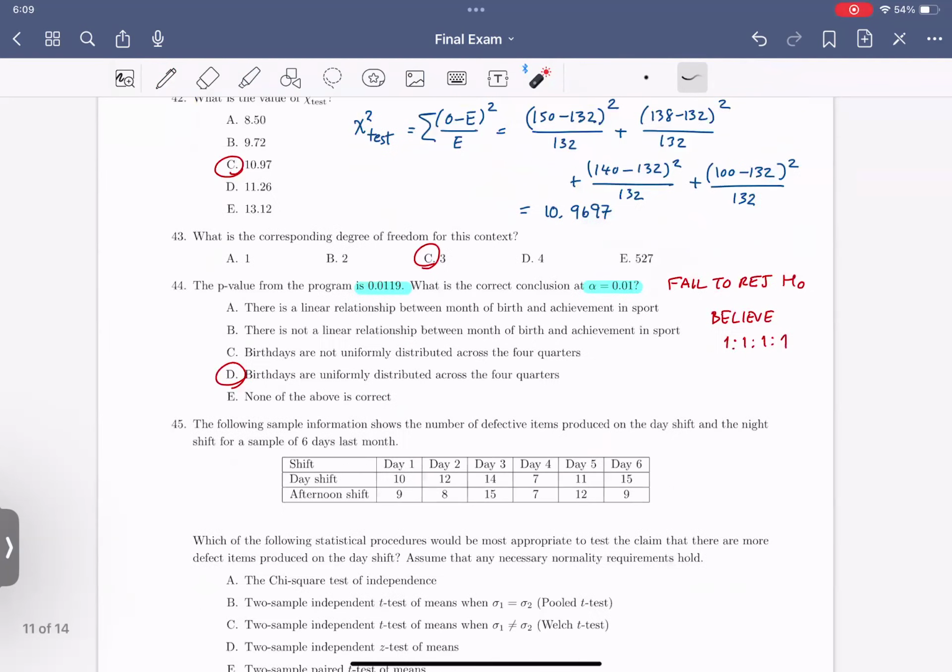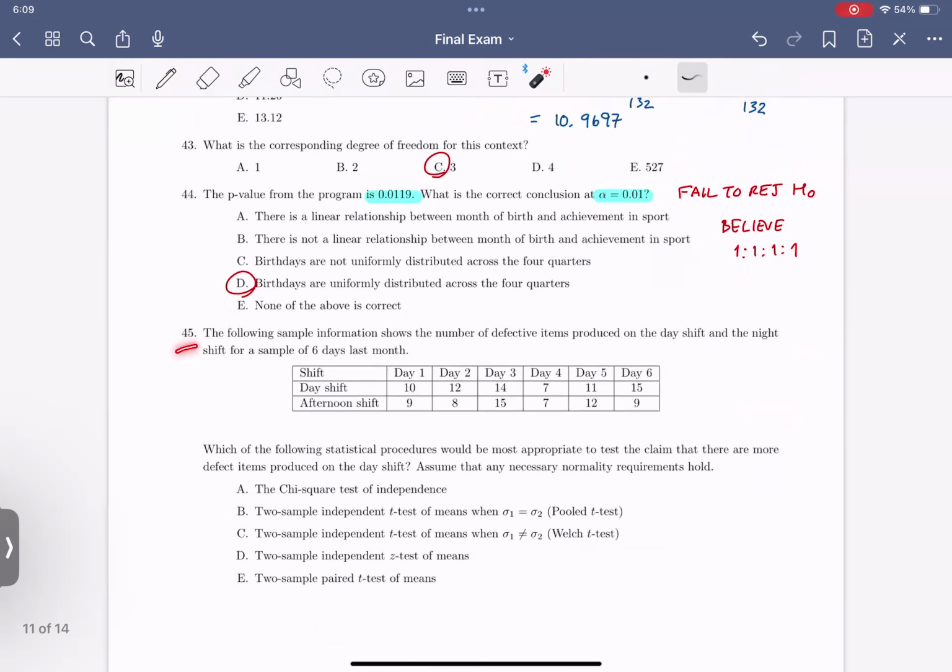All right, the last question on the multiple choice, 45. The following sample information shows the number of defective items produced on the day shift and the night shift for a sample of 6 days last month. Okay, you have here the data set. Which of the following statistical procedures would be most appropriate to test the claim that there are more defective items produced on the day shift? Assume that any necessary normality requirement holds. So basically, they ask you which of the tests is the best one to conduct here.